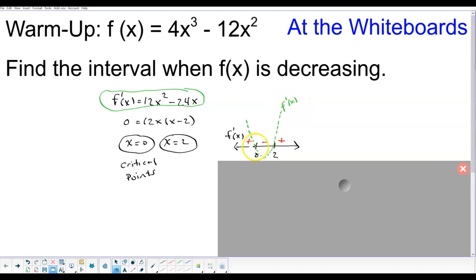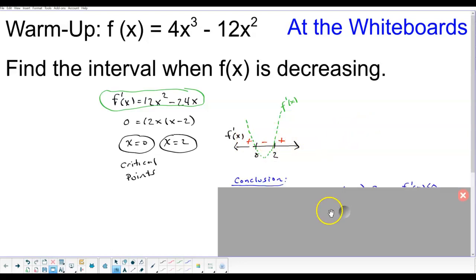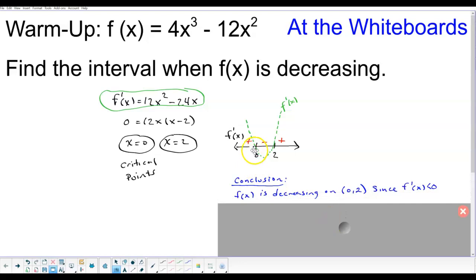And notice anything to the left of 0 is going to be above the x-axis, so positive derivatives. Anything between 0 and 2 is going to be below the x-axis, so I'll have a negative derivative. And then anything past 2 is above. So that tells me how the derivative is changing signs. And from that, we can conclude that the function f of x is decreasing because the slopes are negative between 0 and 2. So my justification: f of x is decreasing from 0 to 2 since f prime of x is less than 0. So that's the reason why.